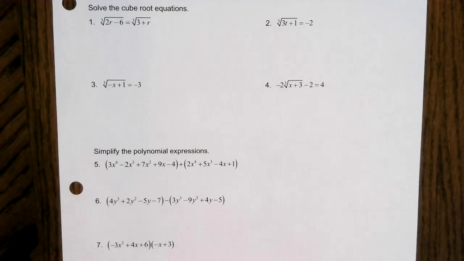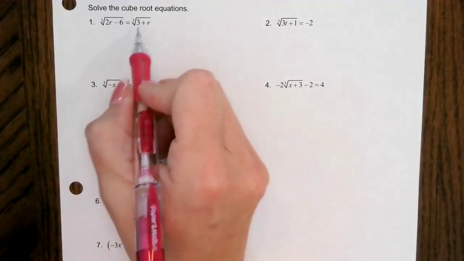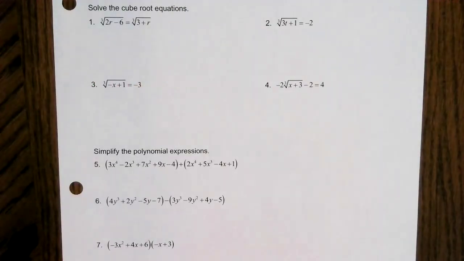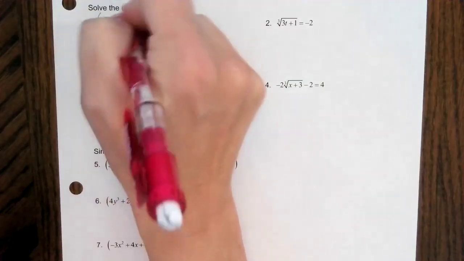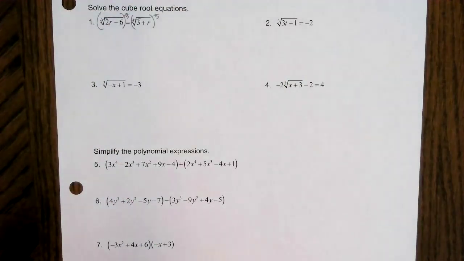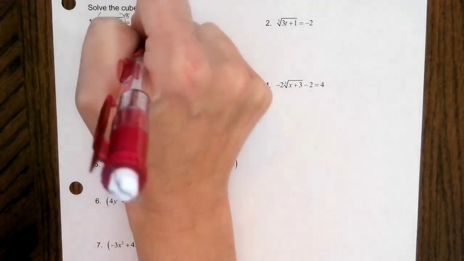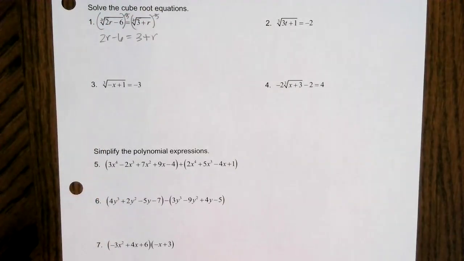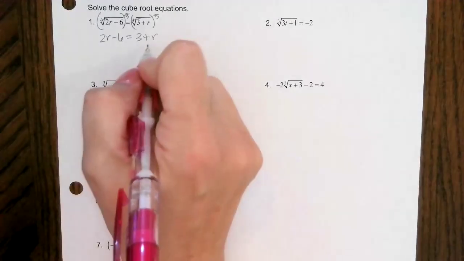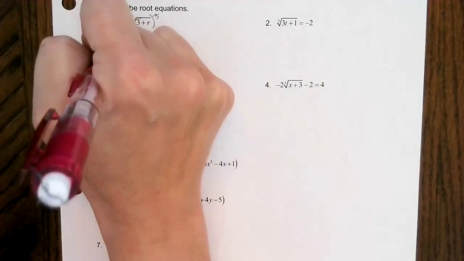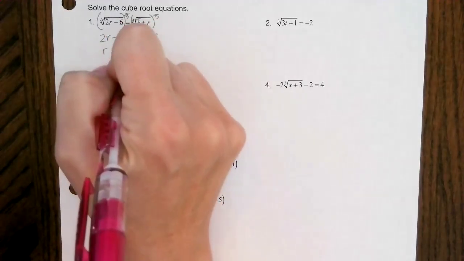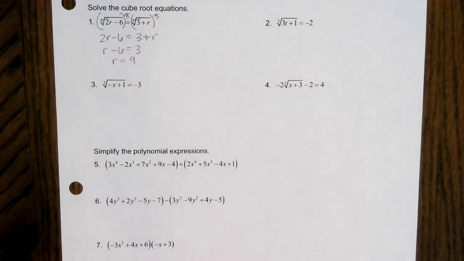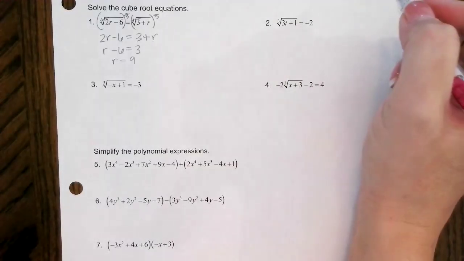Now, in this first case, it's already isolated, and we actually have two on this one. So in this case, we want to put one on each side of the equal sign. That way, when we cube both sides, the cube root cancels on both sides, freeing my radicand. So 2r minus 6 is equal to 3 plus r. Now we can solve for r just like we do any other equation. So we're going to subtract this r to get it to the other side. That gives me r minus 6 is equal to 3. We're going to add the 6 to get it to the other side, and so that gives us r is equal to 9.